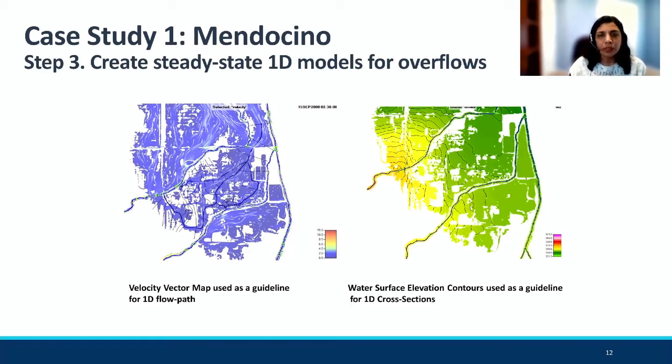Step 3, we start creating the steady state models for these overflow paths. So for that, we used the velocity vector plots as a guidance to develop the natural profile for the 1D model. And we used the water surface elevation contours as a guideline for developing the cross sections. And you can note that the cross sections for the overflow model may not always be perpendicular to the floodplain, as the idea is to calibrate to the 2D results. Again, the 1D profile baseline and the cross sections were adjusted with several trials, comparing the results to the 2D overflow flooding.